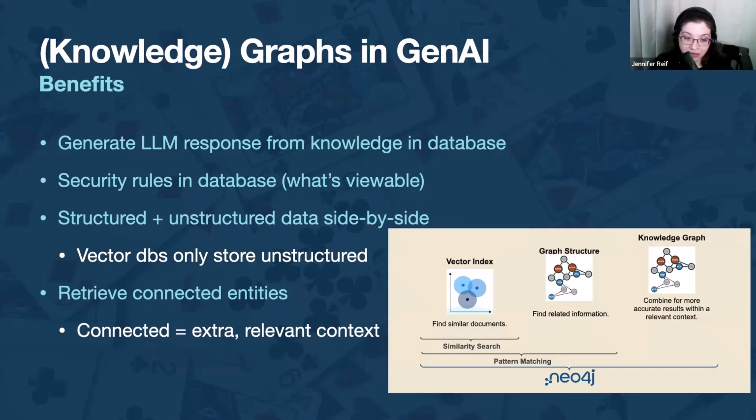So you kind of see this diagram I have in the corner. We have just the vector search, or vector database if you want to think of it like that, for finding similar documents. You can use, separately, a graph database, which is going to do basically pattern matching for queries to pull related information. But when you combine those two powerful concepts, using both vector search and pulling relationships from the graph, you get this idea of a knowledge graph, which combines those two things for accurate results within a very relevant context.